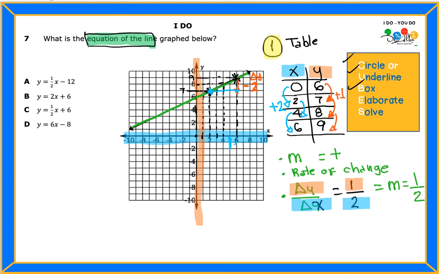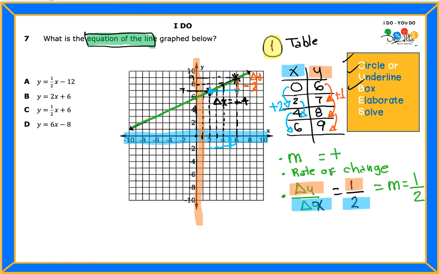So from 6 to 5, that's 1. From 5 to 4, that's 2. From 4 to 3, that's 3. And from 3 to 2, that's 4 units. So the delta x, the change on the x, is negative 4. Negative because I'm going towards the left.